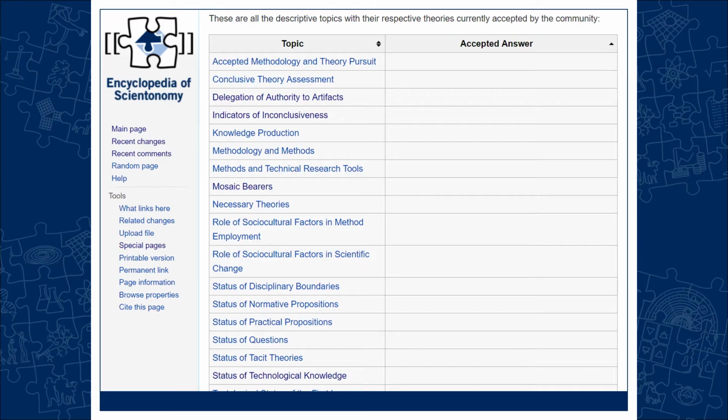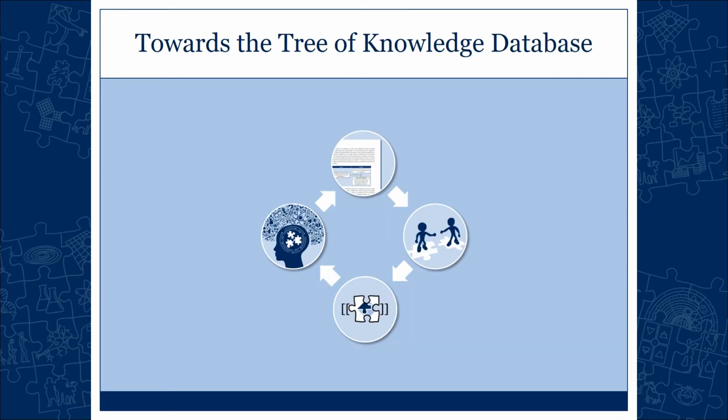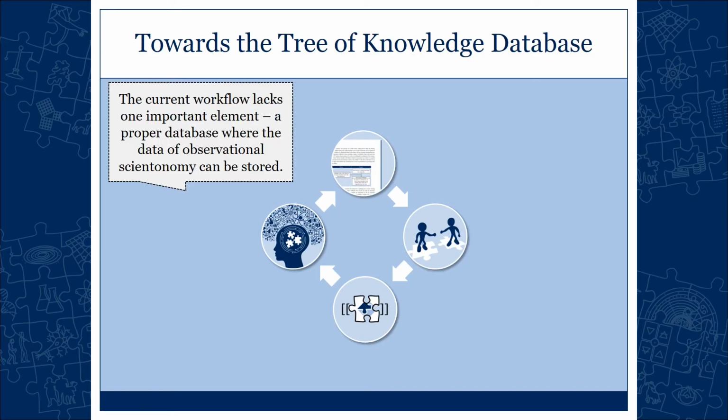So we spoke about open questions. Now we want to move towards understanding how we can store our observational scientonomic data. The current workflow lacks a very important part. I can't believe Greg and Jakob missed this, but anyway. We lack a proper database where the data from observational scientonomy can be properly stored.